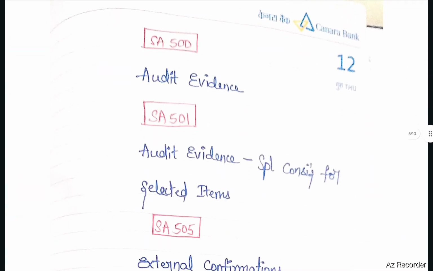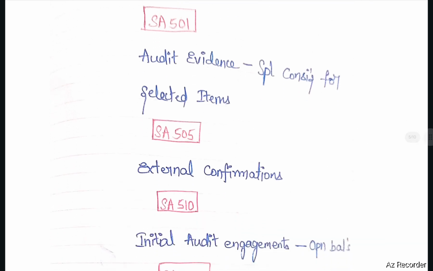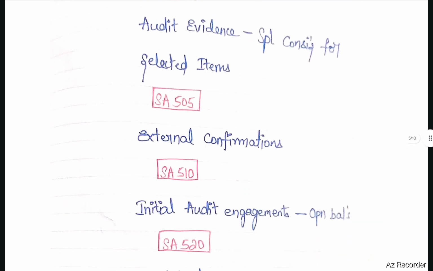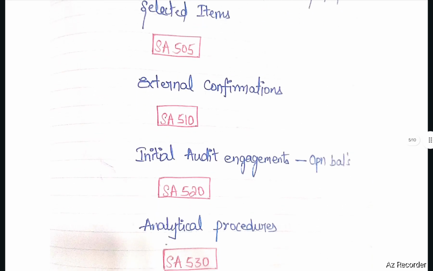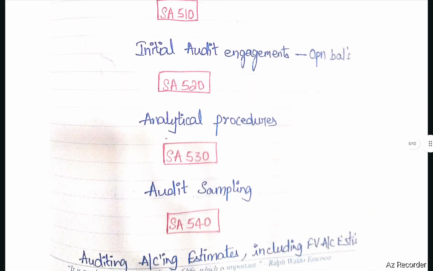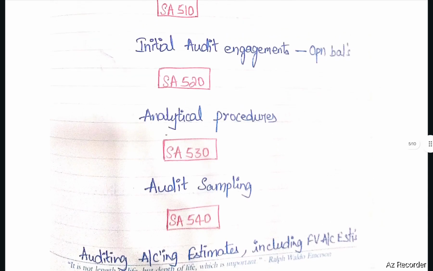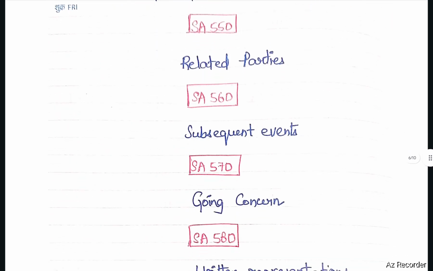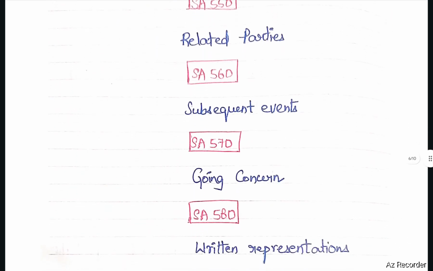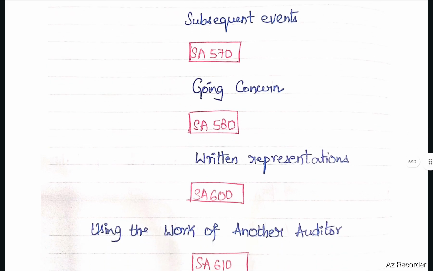SA 500, audit evidence. SA 501, audit evidence, special considerations for selected items. SA 505, external confirmations. SA 510, initial audit engagements, opening balances. SA 520, analytical procedures. SA 530, audit sampling. SA 540, auditing accounting estimates, including fair value accounting estimates and related disclosures. SA 550, related parties. SA 560, subsequent events. SA 570, going concern. SA 580, written representations.